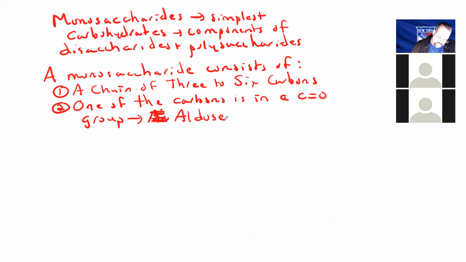Essentially, you can have monosaccharides that are classified as an aldose, which, as we saw, means that the carbonyl group is an aldehyde. So the C double bond O carbon is the first carbon in the chain.